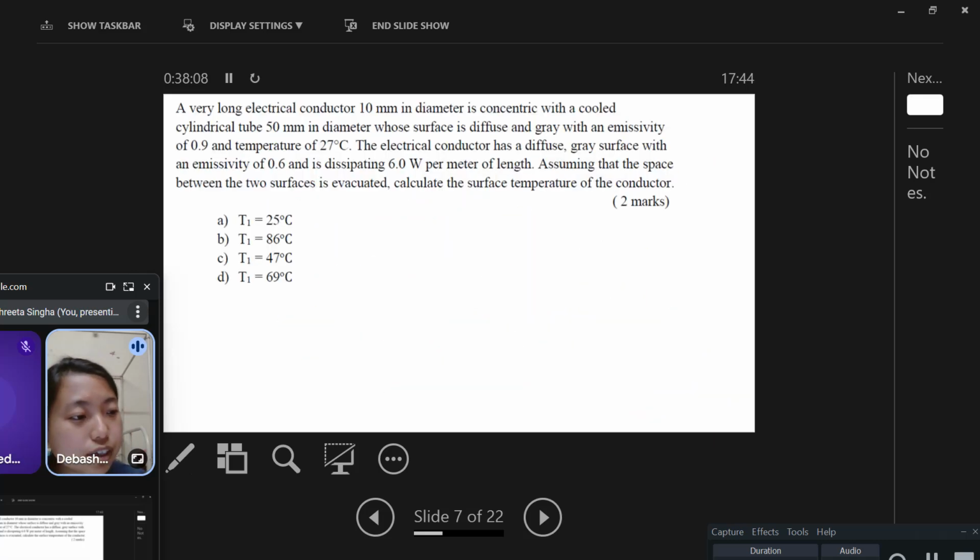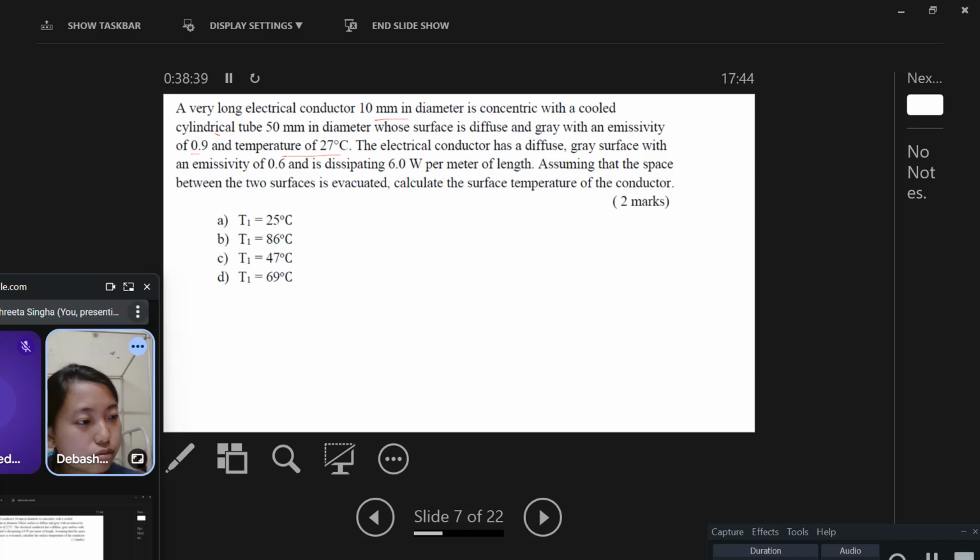Okay, the next is a very long electrical conductor 10 millimeter in diameter is concentric with a cooled cylinder tube 50 millimeter in diameter whose surface is diffuse and gray with an emissivity of 0.9 and temperature of 27 degrees Celsius. So concentric means they're axially having the same axis, that means same center.